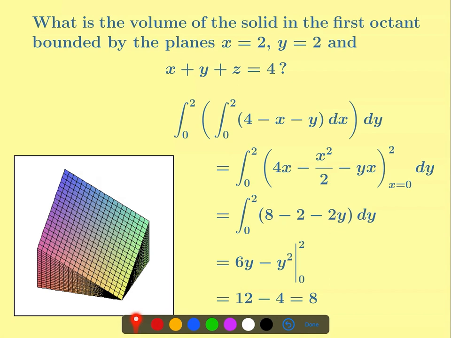Now I want to integrate with respect to y. The 6 becomes 6y, and then the 2y becomes y squared. So I get 6y minus y squared evaluated from y equals 0 to 2. Plugging in 0 again will just give me 0, so it's only really plugging in 2 here. I get 12 minus 4, which is 8. So the volume of this solid is 8.